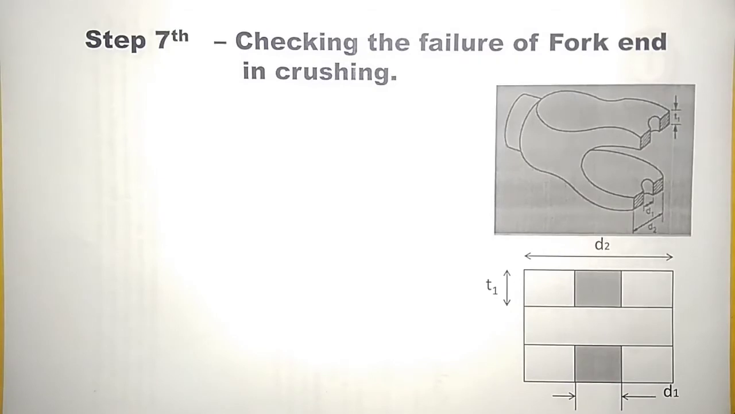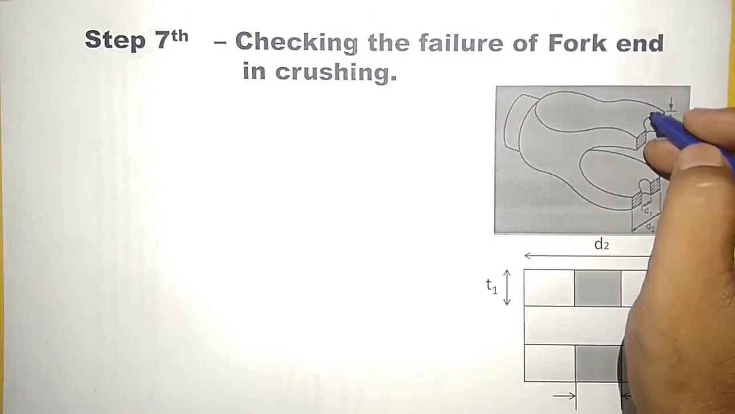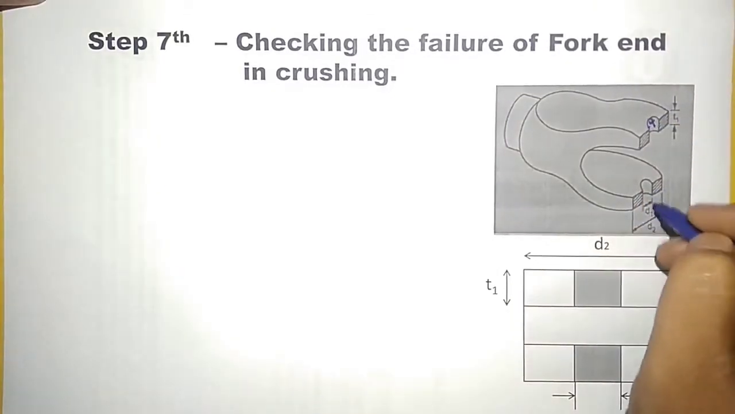Step seven: checking the failure of the fork end in crushing. Similarly, like the single eye, we are also checking the failure of the fork end in crushing. In crushing, the induced crushing stress should not exceed the permissible limit. Hence, the crushing area will be considered only. So only in this area.